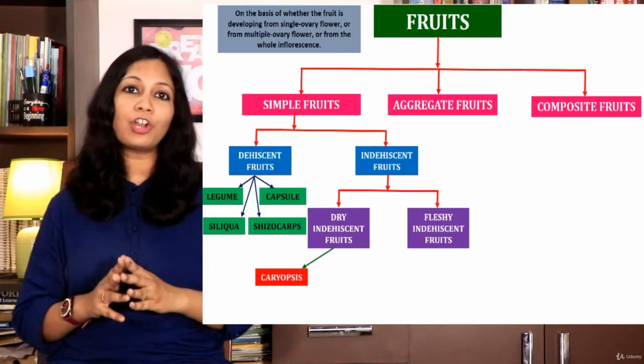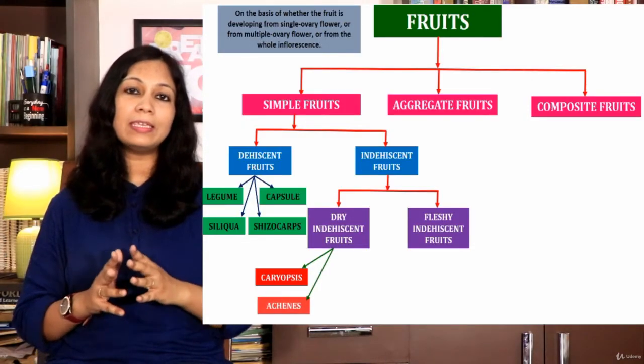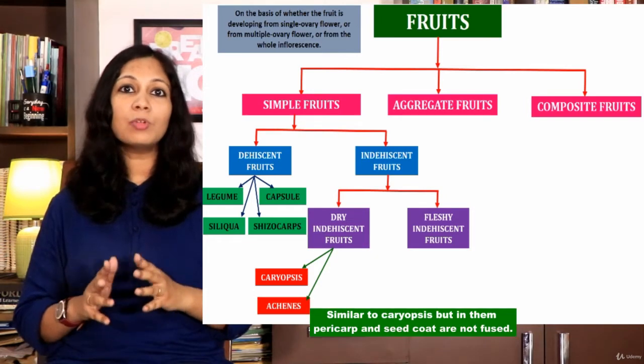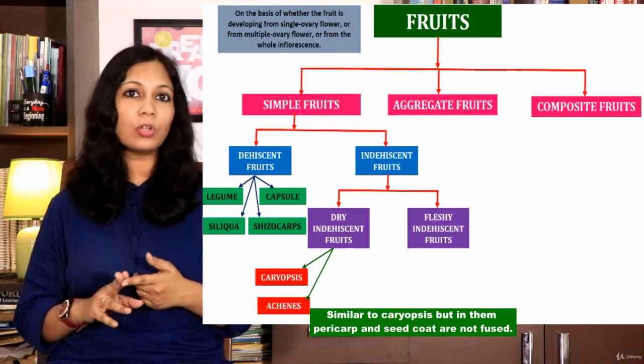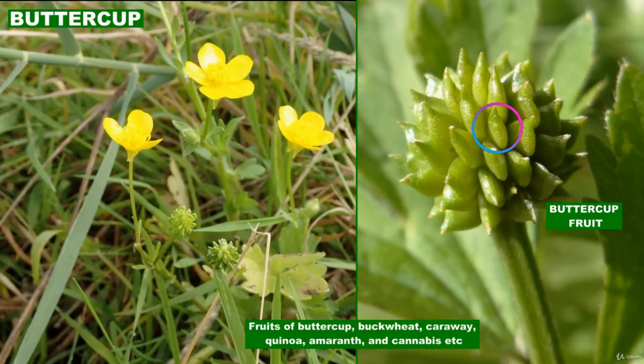The second type of dry indehiscent fruit is achenes. These are similar to caryopsis, but in them the pericarp and seed coat are not fused. Examples are the fruits of buttercup, buckwheat, caraway, quinoa, amaranth and cannabis, etc.